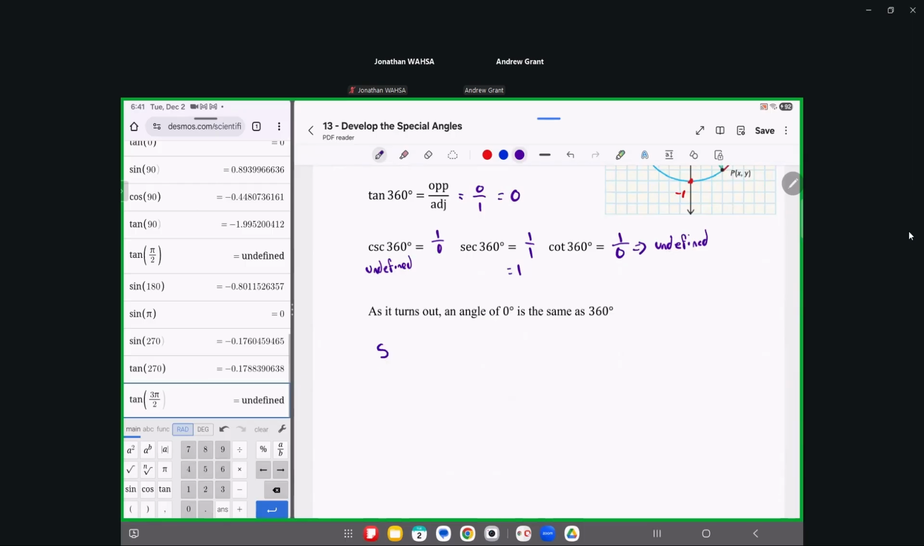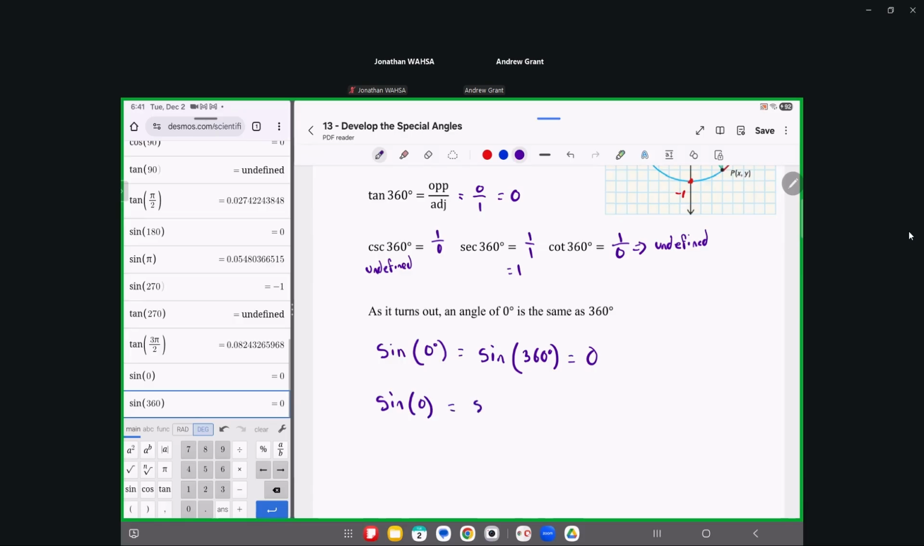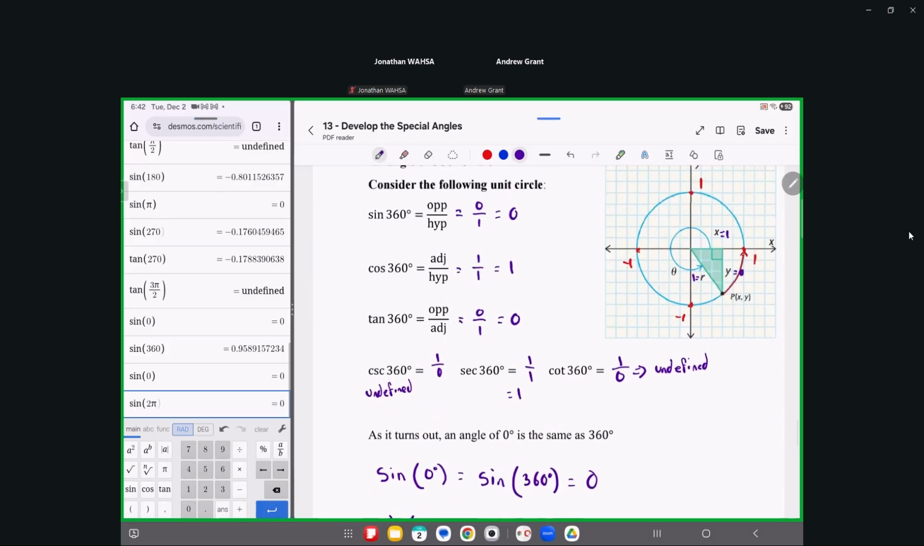So if I type in sine of 0 degrees, that's the same thing as sine of 360 degrees, which is 0. So sine of 0 is 0, sine of 360 in degrees is also 0. This is the same thing as me saying in radians, sine of 0 is the same thing as sine of 2 pi, which will be 0. So if I type in sine of 0 and sine of 2 pi, these are the same. Is there anything special about this? Actually, yes.